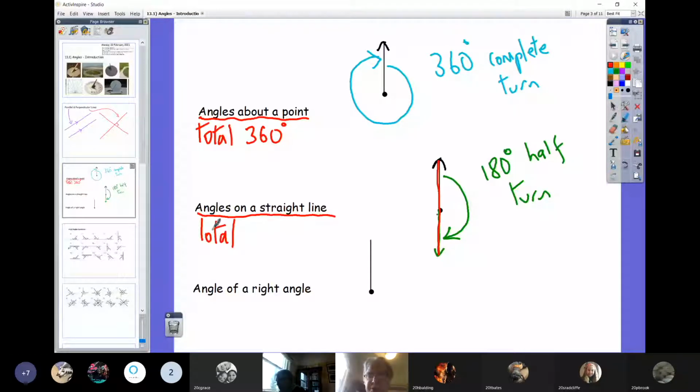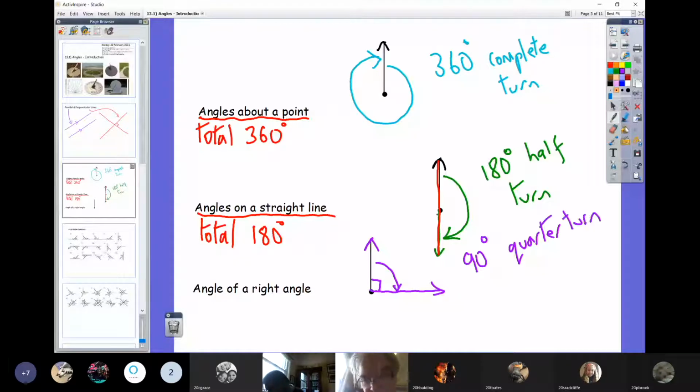So we've done a full turn, we've done a half turn. I now want us to move on to a quarter turn. So if we've got a hand pointing upwards to start with, and then we move around a quarter of the way round, so it's pointing to 3 o'clock, that has formed a 90-degree angle. So 90 degrees is a quarter turn. A quarter of 360 is 90 degrees. And because of that, we can say the angle of a right angle is 90 degrees.